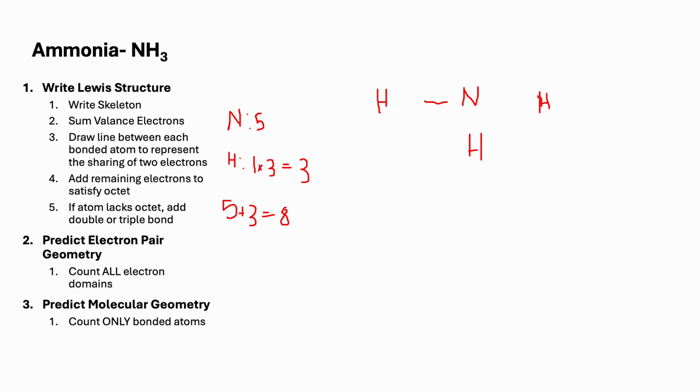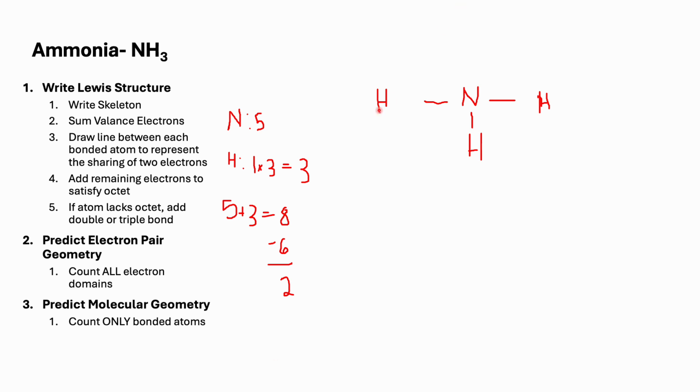So we're going to go to our next step, where we draw a line that represents the sharing of 2 electrons between your central atom and the atoms all on the outside. We did that, and we just used 6 valence electrons, since each line represents 2. So we have 2 electrons left. Now we need to go to step 4, add remaining electrons to satisfy octet.